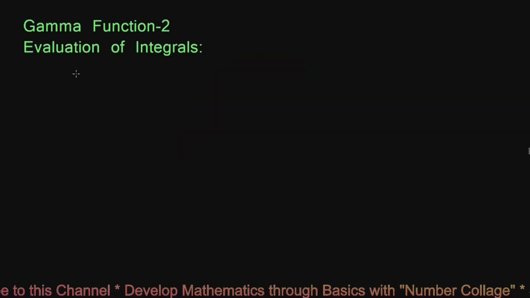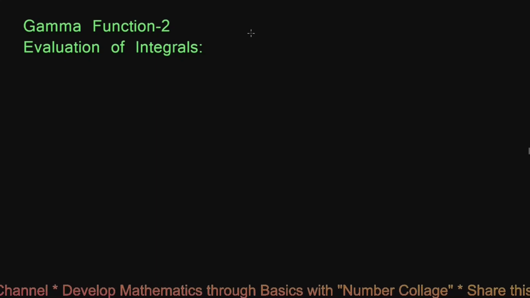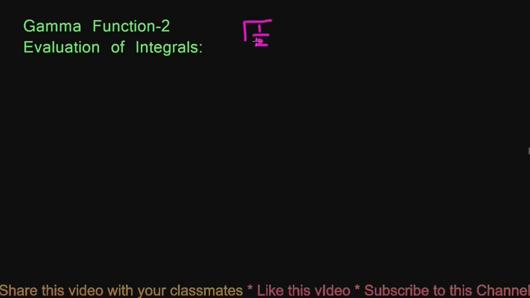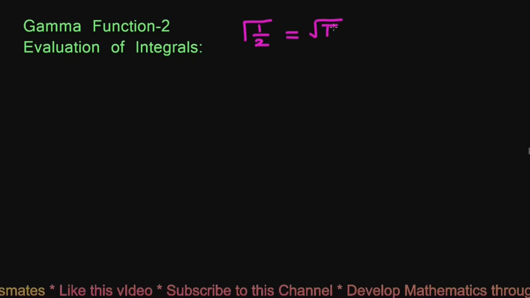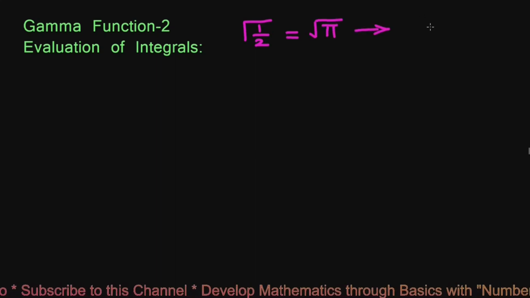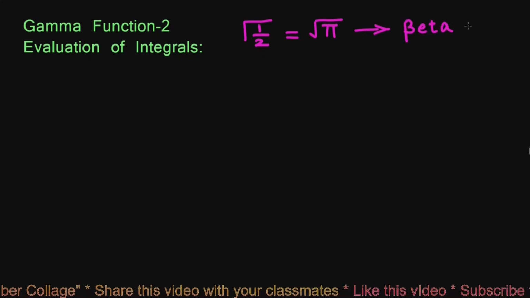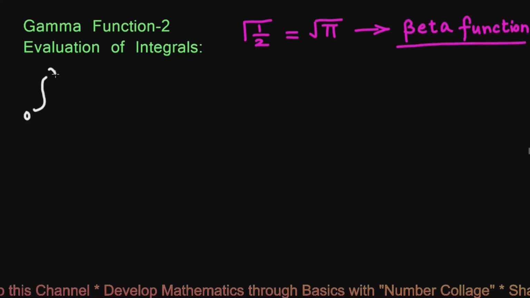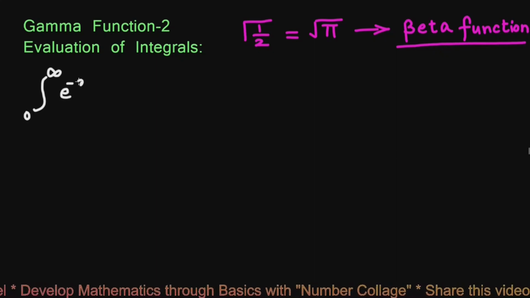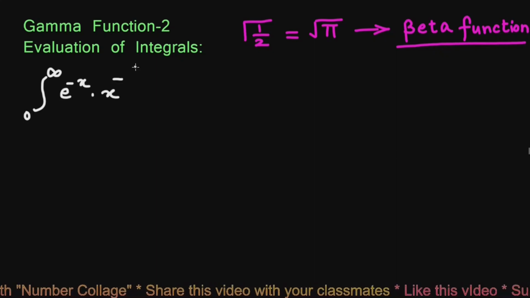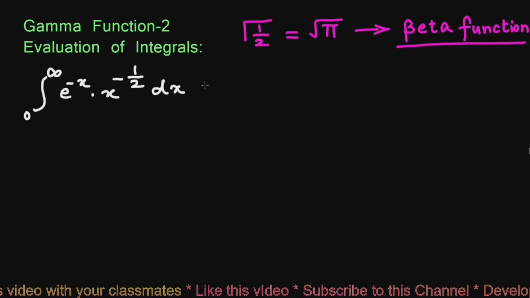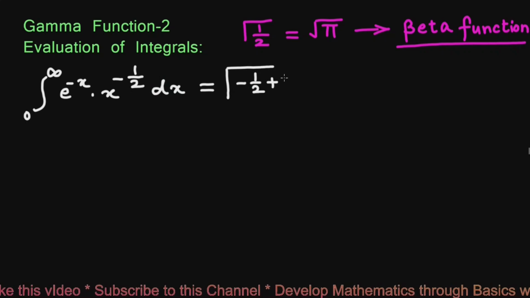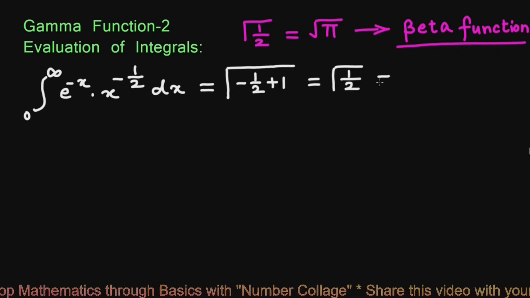Before we solve the next example, let us get acquainted with one more result of gamma function, which is gamma half is square root of pi. We will prove this result when we study beta function. So our next integral is from 0 to infinity of e raised to minus x into x raised to minus half dx. According to property, it will be gamma minus half plus 1, that will be gamma half, which is square root of pi.